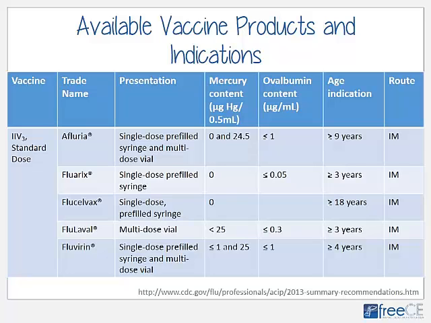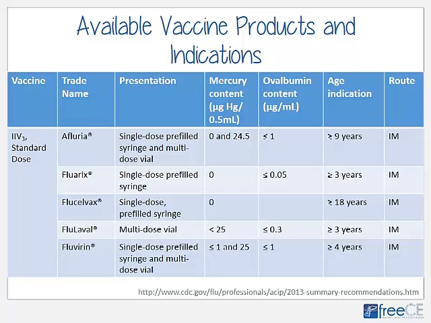So the vaccine category, which we talked about in terms of abbreviations on that previous slide, is what you're going to see in that left-hand column. The next column is going to be the trade name. After that, it's the presentation. So how does it come? Does it come as a single-dose prefilled syringe or a single-dose prefilled vial, or is it also available as a multi-dose vial, just for your general information?